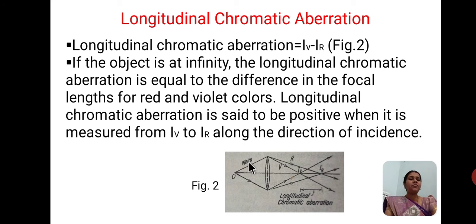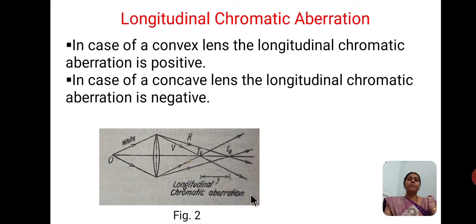Because we have measured it from IV to IR along the direction of the incident light here. So this one is the incident light, moving along the direction of the incident light. So the measurement which we made from IV, we take as positive here. Thus the chromatic aberration will be positive for the convex lens. Similarly, the longitudinal chromatic aberration will become negative for the concave lens here. So I have written here: for the convex lens, the longitudinal chromatic aberration will be positive; for the concave lens, it is going to become negative. So convex as well as concave. So this we learnt about the longitudinal chromatic aberration.